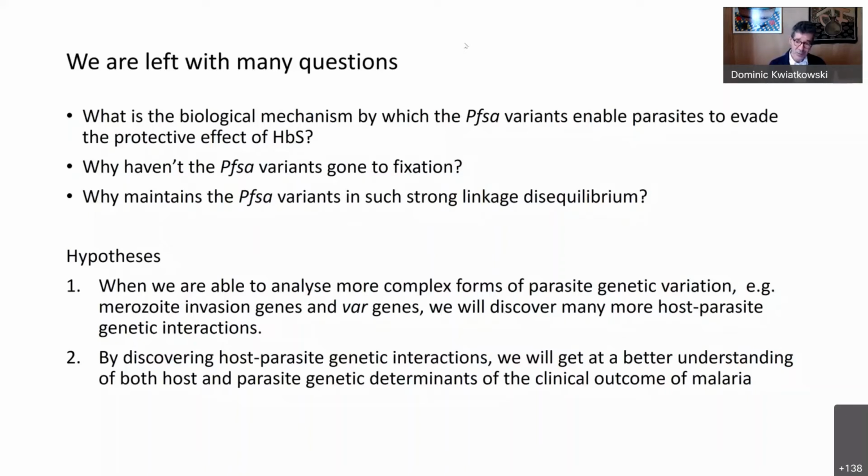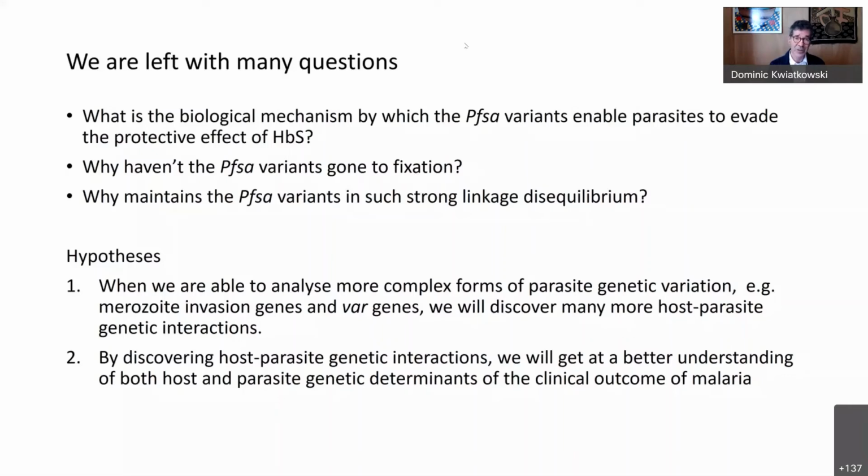Going back right to the beginning of this talk, about what are the human genetic variants that protect us against malaria, as I mentioned, we've so far only found the tip of the iceberg. How are we going to start finding all the other variants?